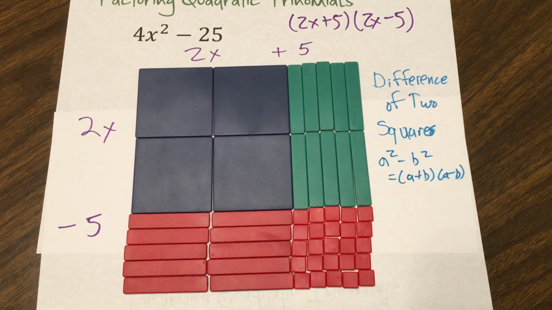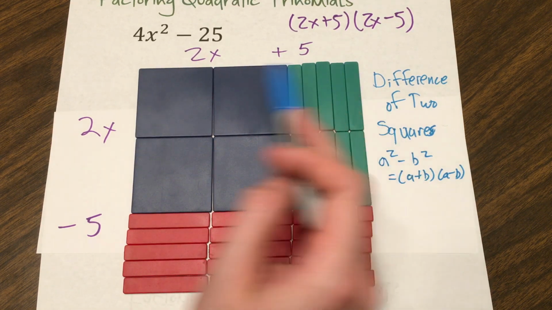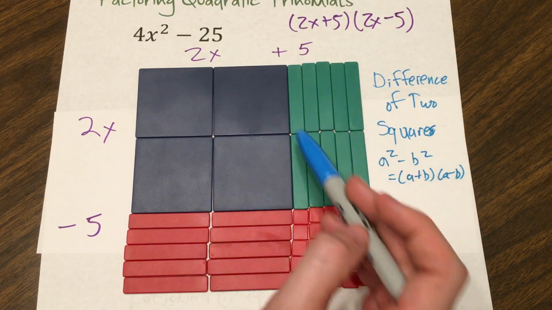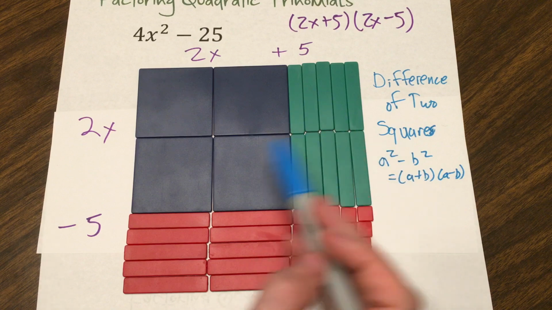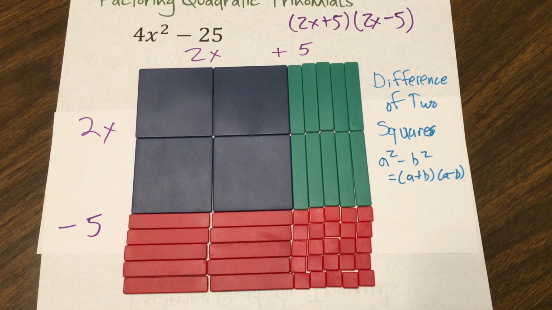And we can see that evidence in this set of algebra tiles. 2x plus 5 times 2x minus 5. This entire set of 10x and this entire set of negative 10x will cancel out to 0.